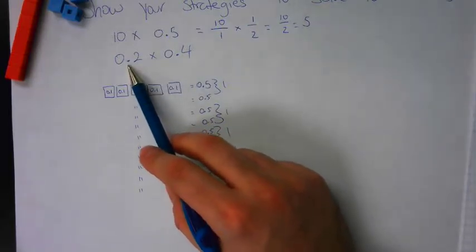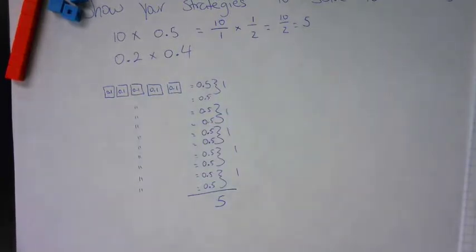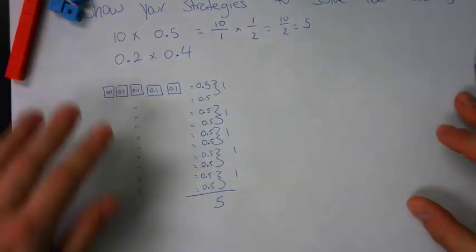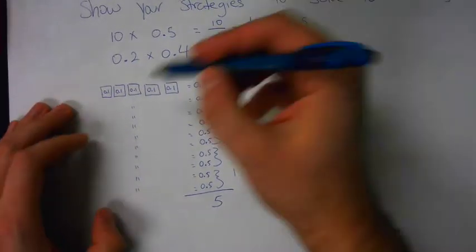0.2 multiplied by 0.4. This is the one I'm curious about. What did you do to solve this one? And it doesn't matter what strategy you share with me. I just want to see. Let's get as many on paper as possible, and then we're going to pick our best one. Aaliyah? I just lined up the two numbers and looked at it.